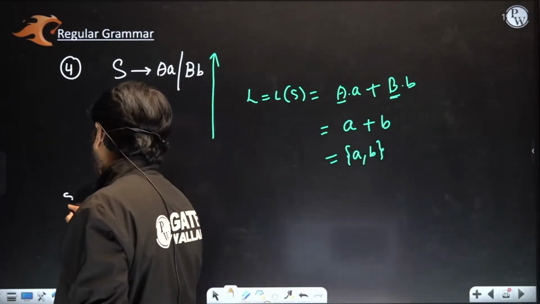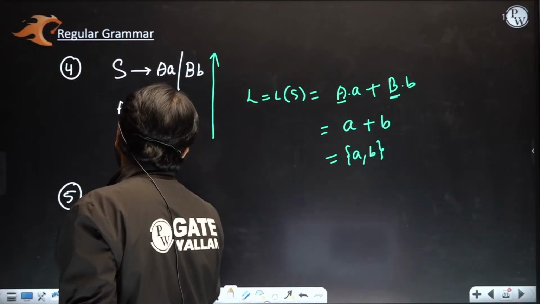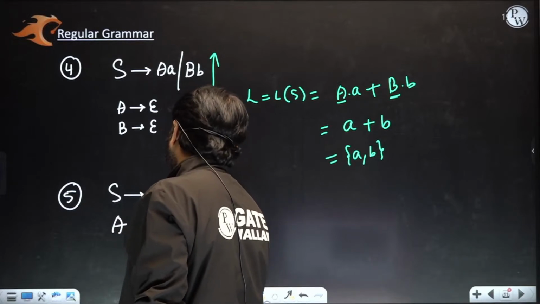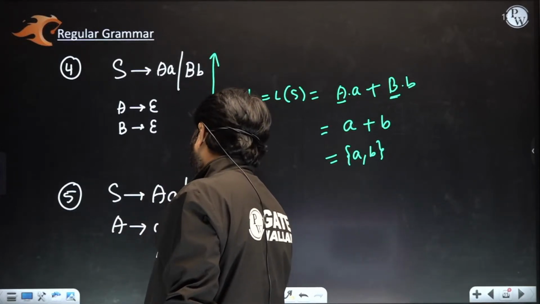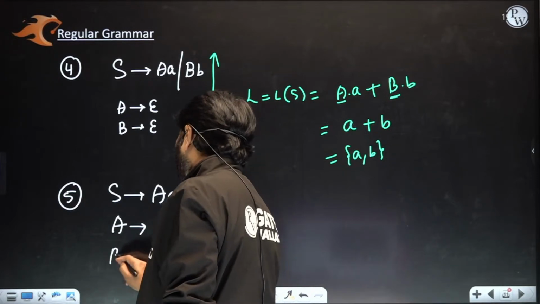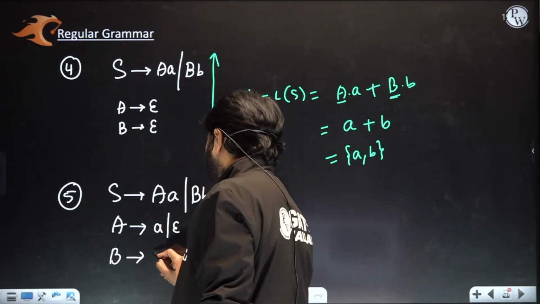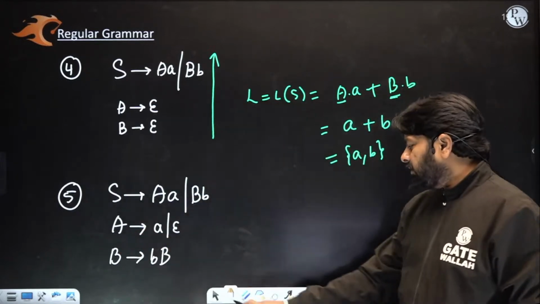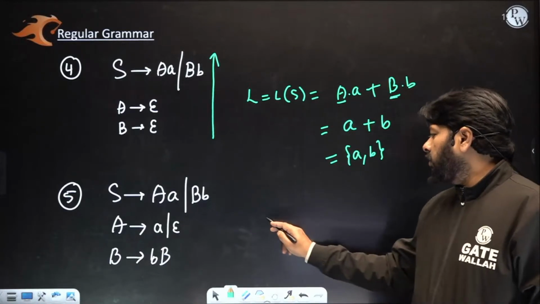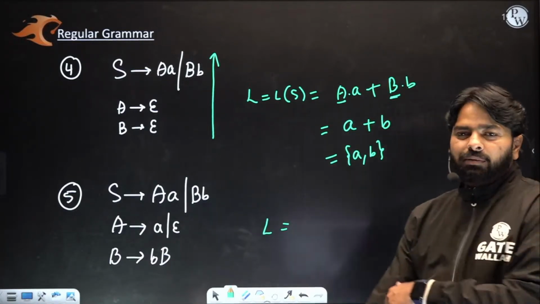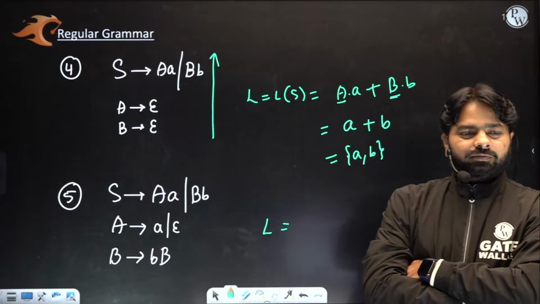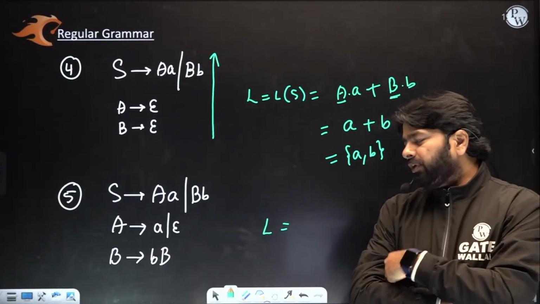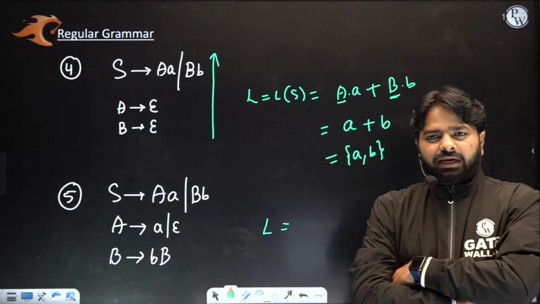The fifth one. S derives AA or BB, and A derives A or epsilon, B derives BB. I'm just looking at the answers, how you are going to try this grammar. When you look at bottom to up, first production, when you look at what B does, can it generate even one string?